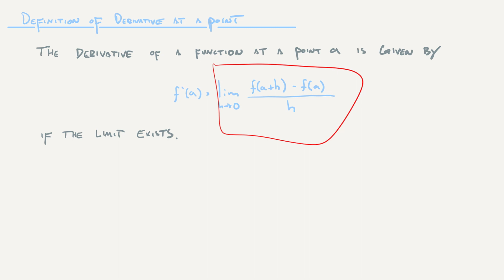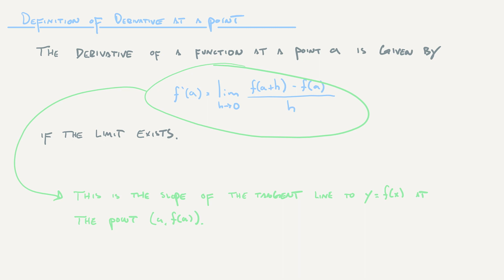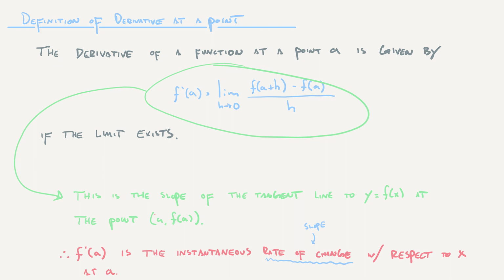But what does this really mean? Well, remember that the limit as h approaches 0 of our difference quotient is the slope of the tangent line to y equals f of x at the point a, f of a. It has a corresponding y value at the x value a, which means that f prime of a is the instantaneous slope with respect to x at a.